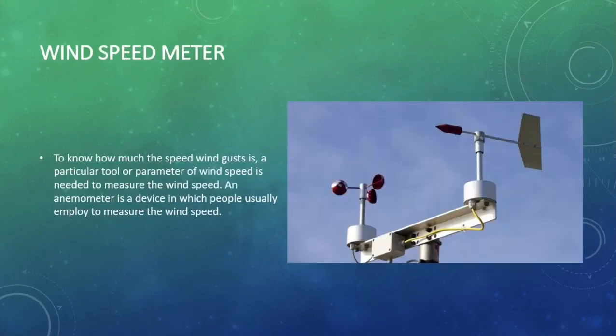4. Wind speed matter. To know how fast the wind goes, a particular tool or parameter of wind speed is needed to measure the wind speed. An anemometer is a device which people usually employ to measure the wind speed.